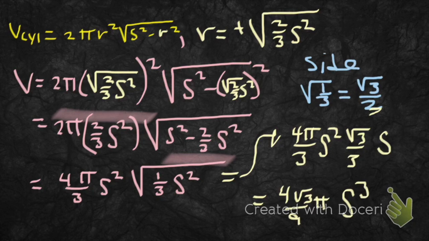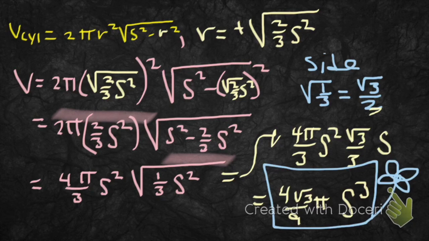Yes. We've arrived at our solution. So what gets the box and the flower? You get a box and a flower. That's the maximum volume that our cylinder can have if it's inscribed in a box.